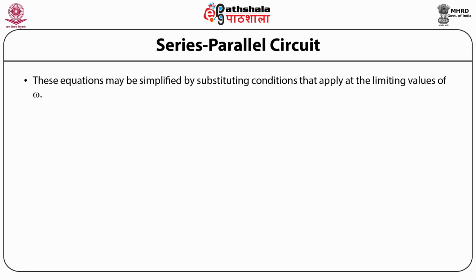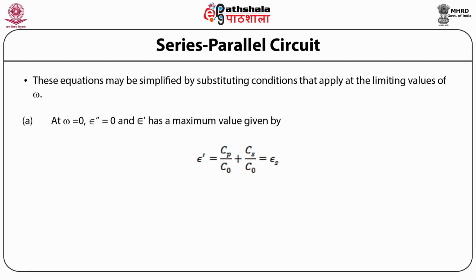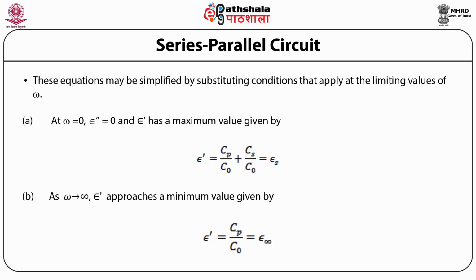These equations may be simplified by substituting conditions that apply at the limiting values of omega. A. At omega equal to 0, epsilon double prime is equal to 0, and epsilon prime has a maximum. The value is given by epsilon prime = Cp/C0 + Cs/C0 = epsilon s. B. As omega tends to infinity, epsilon prime approaches a minimum value given by epsilon prime = Cp/C0 = epsilon infinity.